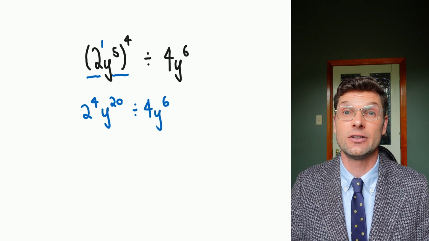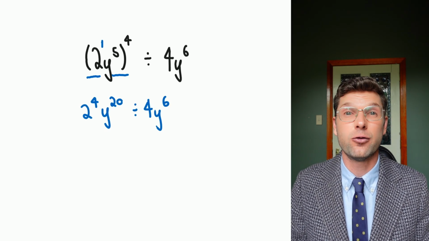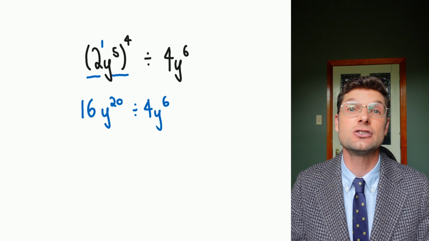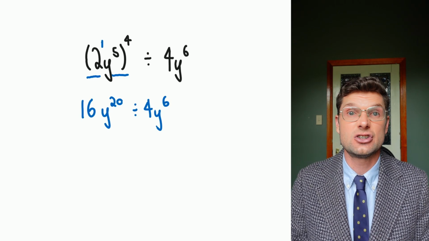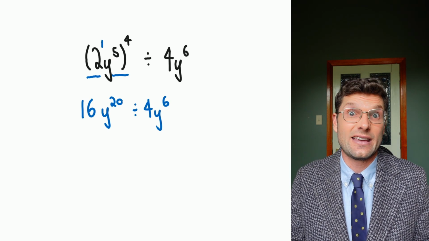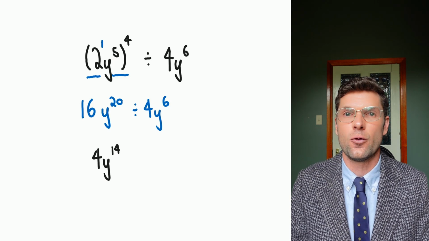And again, this is still divided all by 4y to the power of 6. But instead of writing 2 to the power of 4, I'm actually going to solve that, and that's equal to 16. So this is what my actual division is going to look like. Here I've got to divide the whole numbers just like normal, and then minus the powers. So 16 divided by 4 is 4, so I've got 4y, and that's 20 minus 6, which is just 14.